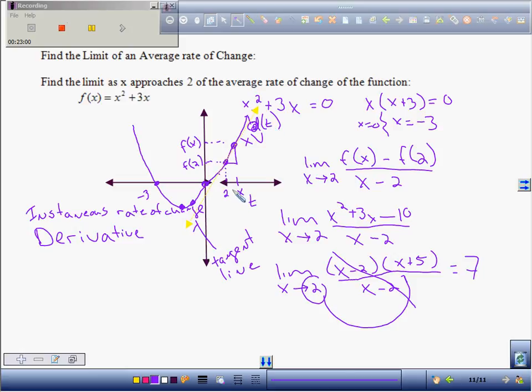Acceleration. Okay, so there's all kinds of applications, like in business. It might be the rate of change of your profits or your sales or something like that. And that has all kinds of applications. The end. Yay!